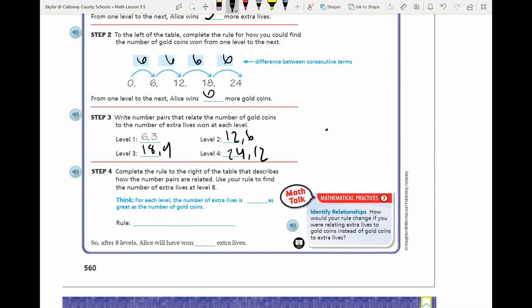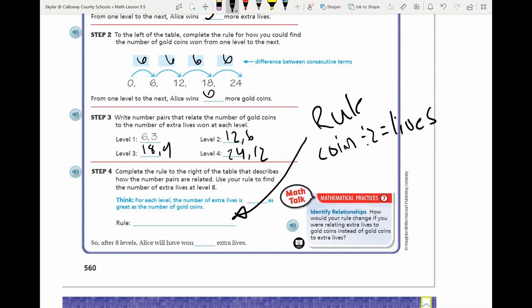So look at each of these numbers and try and figure out what our pattern is here. We're going from 6 to 3, from 18 to 9, from 12 to 6. And you should realize pretty quickly that it is dividing by 2. So coins divided by 2 equals lives. There's our rule. And just like last time, if we wanted to make it multiplication, we could say coins, change your sign, flip your number, coins times 1/2 equals lives. Either way, it's the exact same.